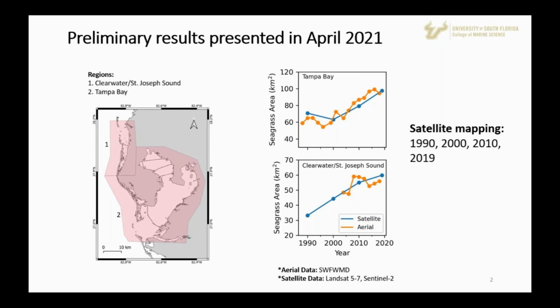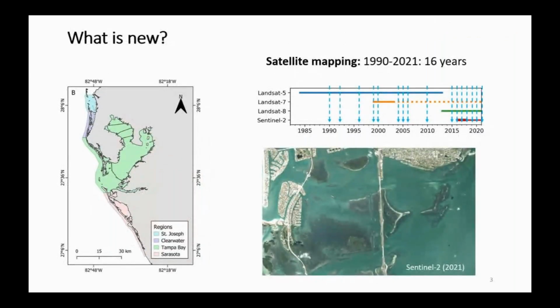We noted that there were annual variations in seagrass cover, so we really wanted to see how much of the satellite imagery available we were able to use for completing the time series. What we have now is that we added more study regions. Now we have 4. We split Clearwater and St. Joseph Sound, and we included Sarasota. We kept Tampa Bay the same with no changes.